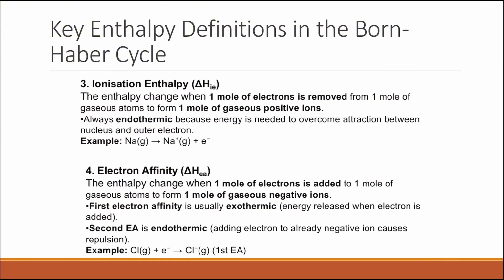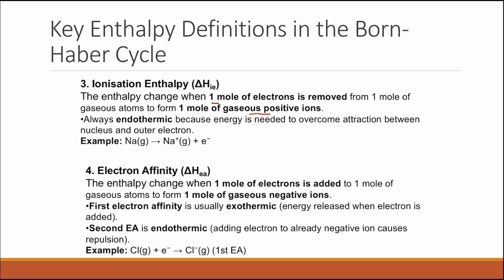And then we have the ionization enthalpy, which is basically ionization energy. So it's the enthalpy change when one mole of electrons is removed from one mole of gaseous atoms to form one mole of gaseous positive ions. So this is the ionization energy we talked about. We could use the first, second, third, even higher ionization energies. We use them based on the ions we have when we construct the Born-Haber cycle. And then we have the electron affinity.